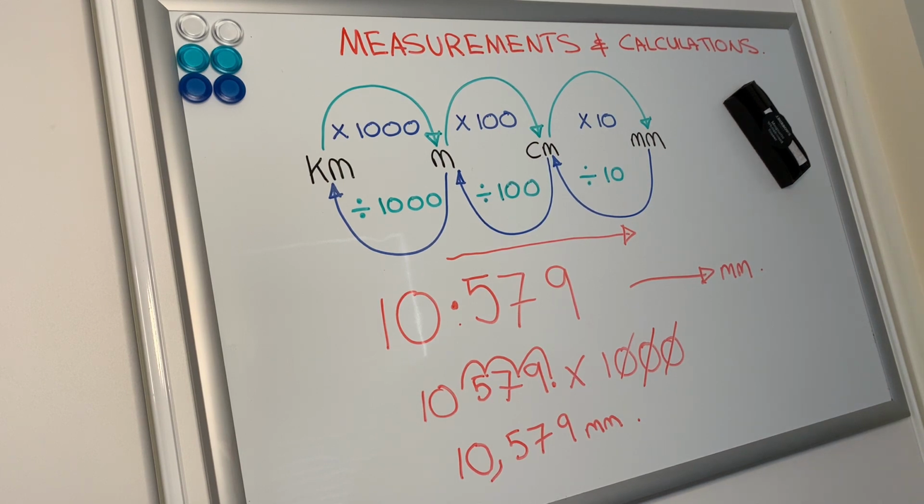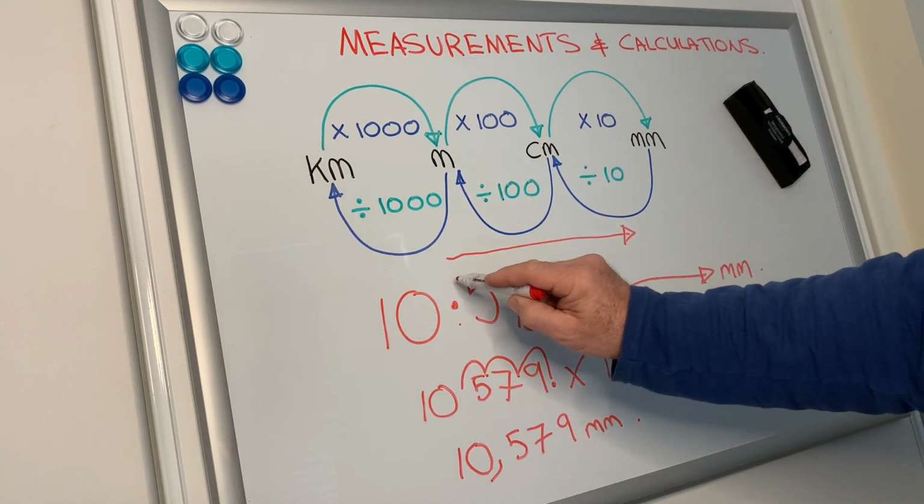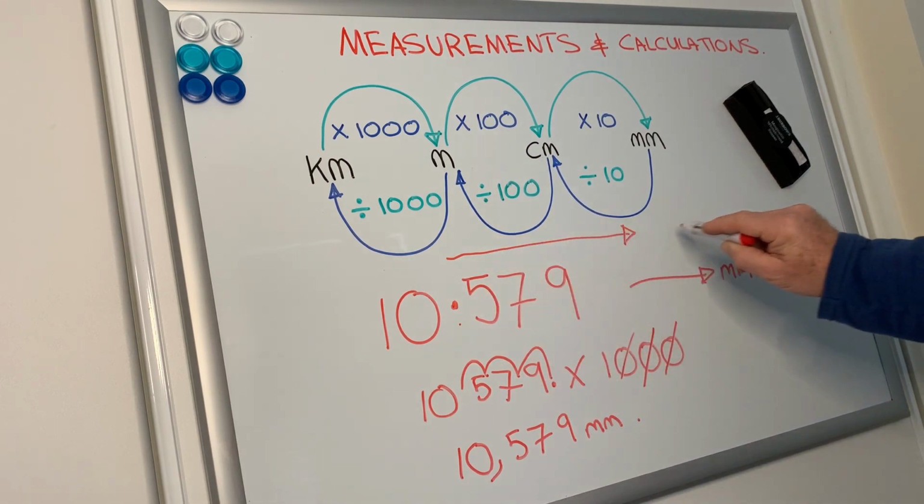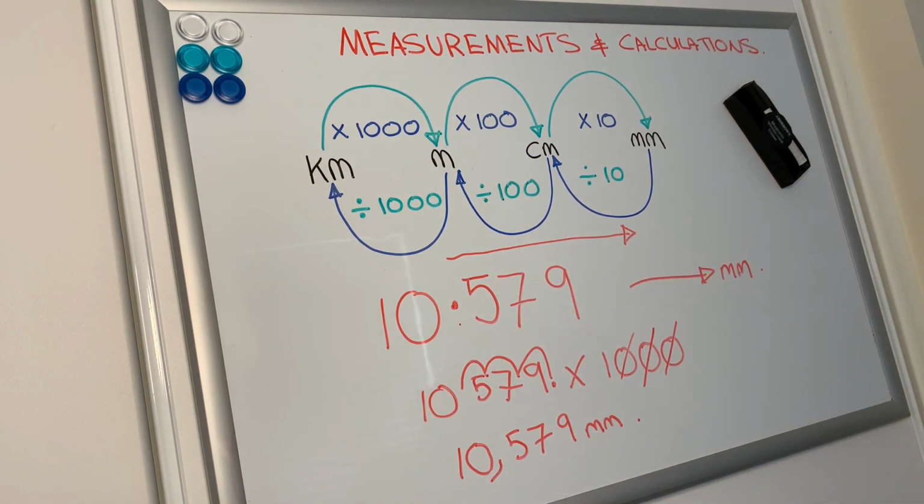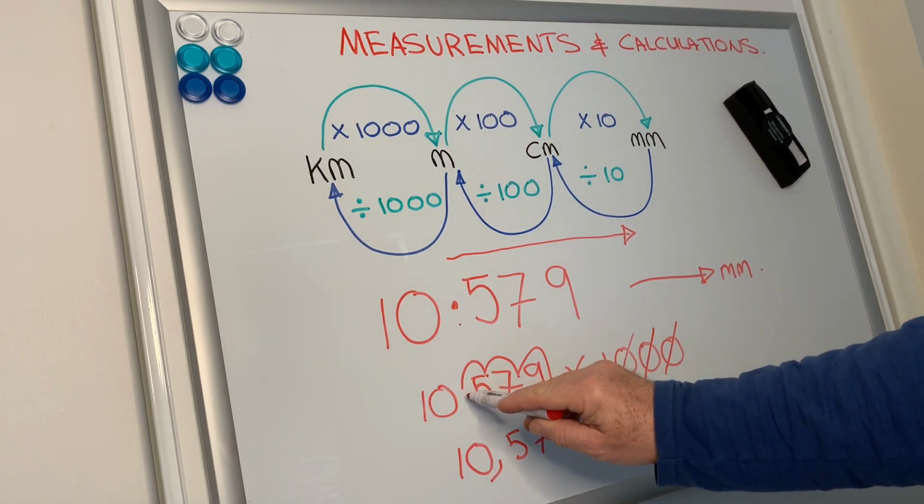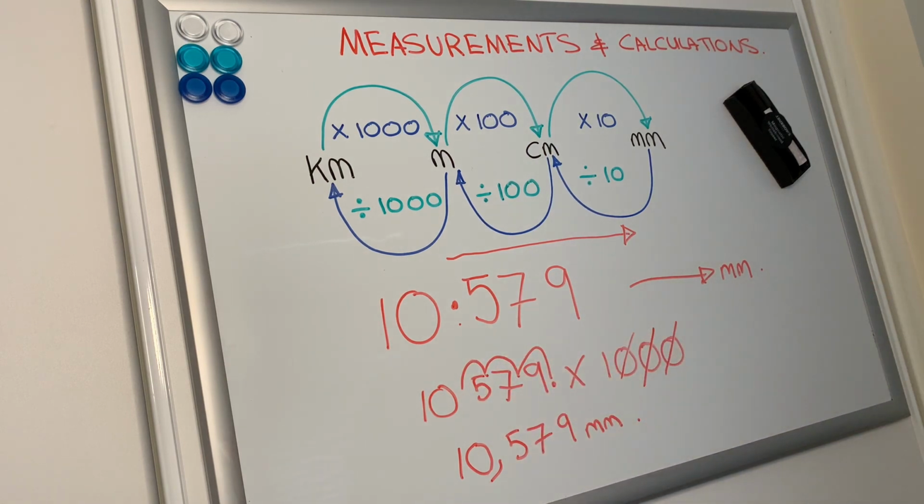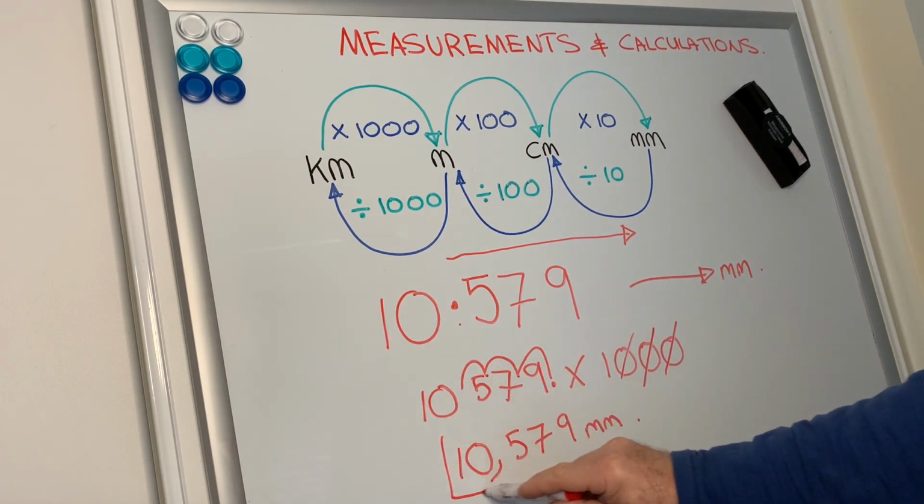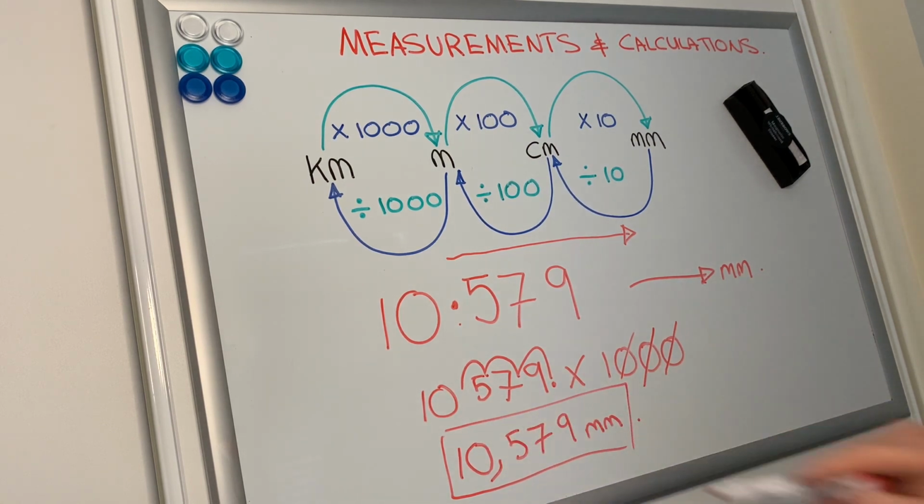So from meters to millimeters. When I said before the number's getting larger, I'm referring to the decimal point going to the right hand side. It's just another way of looking at it. So when you're multiplying by 1,000 in this instance, we've gone from the decimal point there and we've moved it to the right hand side. So the answer is 10,579 millimeters.